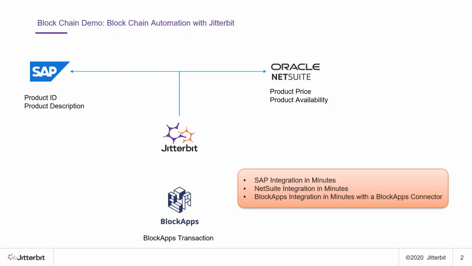Once we have the required data from SAP and NetSuite, using a connector we built using Jitterbit Connector Builder, we will create a transaction in BlockApps. Just keep in mind that SAP and NetSuite are just examples of systems that we can integrate with our blockchain application. As you will see shortly, not only does Jitterbit provide the ability to create your own connectors to many systems, it also comes with many out-of-the-box enterprise connectors for many popular on-prem and cloud applications. With that said, let's get started.